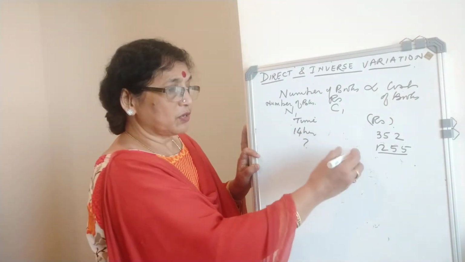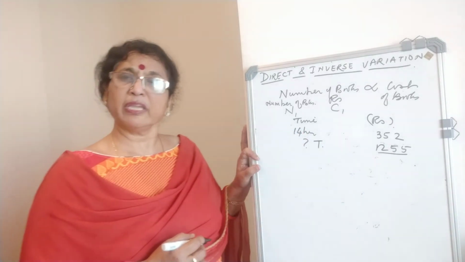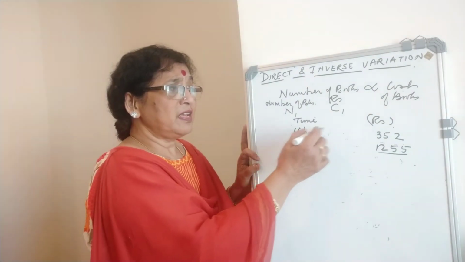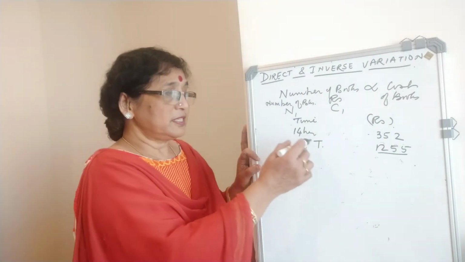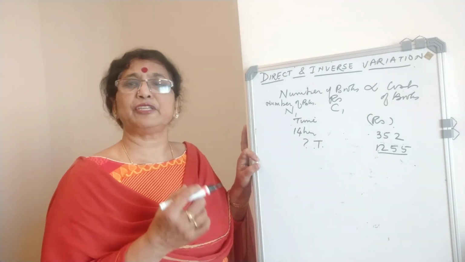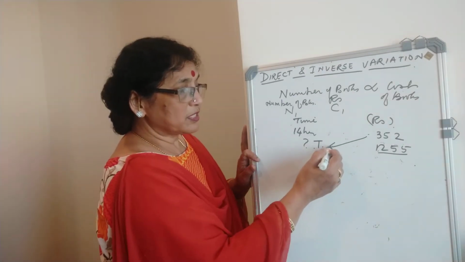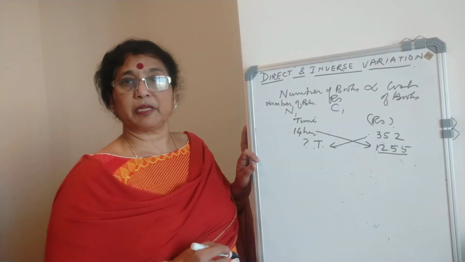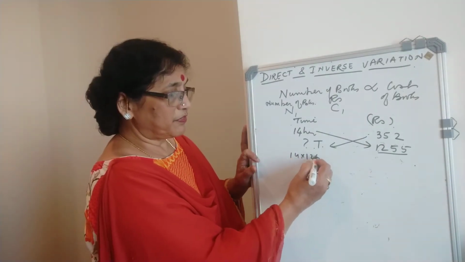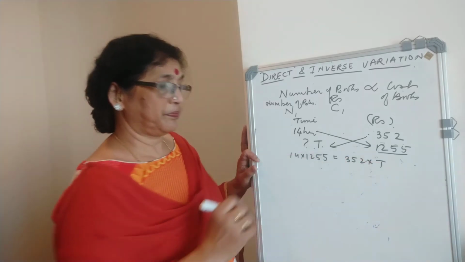Okay, crisscross. I have to find time, so you can write T. This first time is T1, this is cost 1. This is the second time T2, and this is the second cost, say C2, right? So now I have to find time, crisscross. In direct variation we do cross multiplication. Okay, that is 14 into 1255 equals 352 into time.